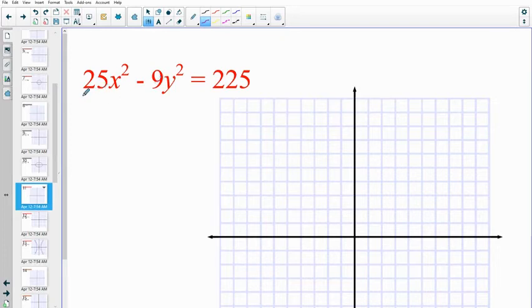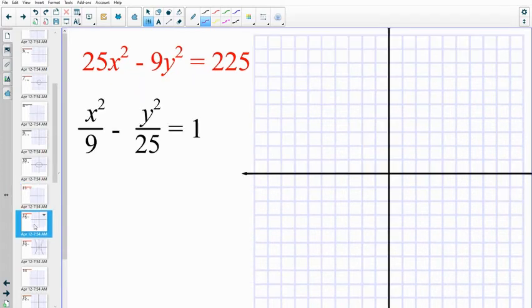But in this case, I am going to divide everything by that same 225 that I did before. So 25 over 225 will reduce to x squared over 9. 9 over 225 reduces to 1/25th. And of course, 225 over 225 is 1, which is why I'm doing it, getting into the standard form for a hyperbola. First one we're taking a look at today.